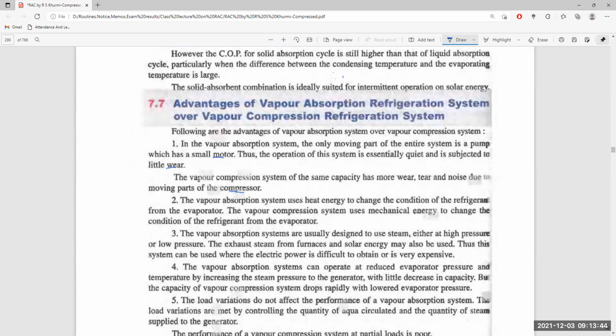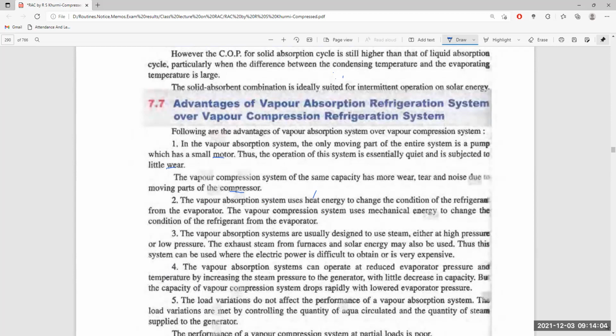Now, vapor absorption systems are generally designed to use steam, either at high pressure or low pressure. But exhaust steam from furnaces and solar energy can also be used. Thus, the system can be used where electrical power is difficult to obtain and is very expensive. So here we are using steam.